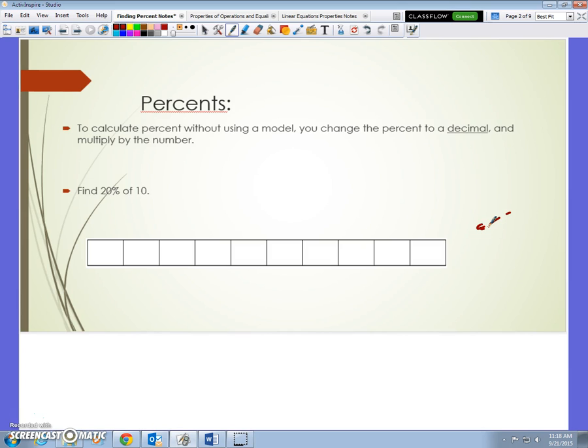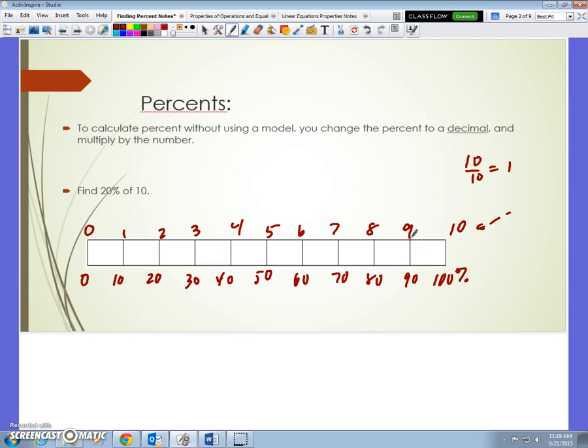So 20% of 10. Now, in the past, what we've done is we've said on the bottom we have 0%, 10%, 20%, 30, 40, 50, 60, 70, 80, 90, and 100. We had all these percents on the bottom, and on the top we had the total number. In this case we have 10, and we want to divide 10 into 10 equal parts. We know 10 divided by 10 equals 1, so I can literally count from 0 up to 10 going by ones. And so 10% of 10 is 1. 20% of 10 would be 2, 30% would be 3, 40% would be 4, and so on and so on. So if I wanted to find 20% of 10, I would know that it is 2.